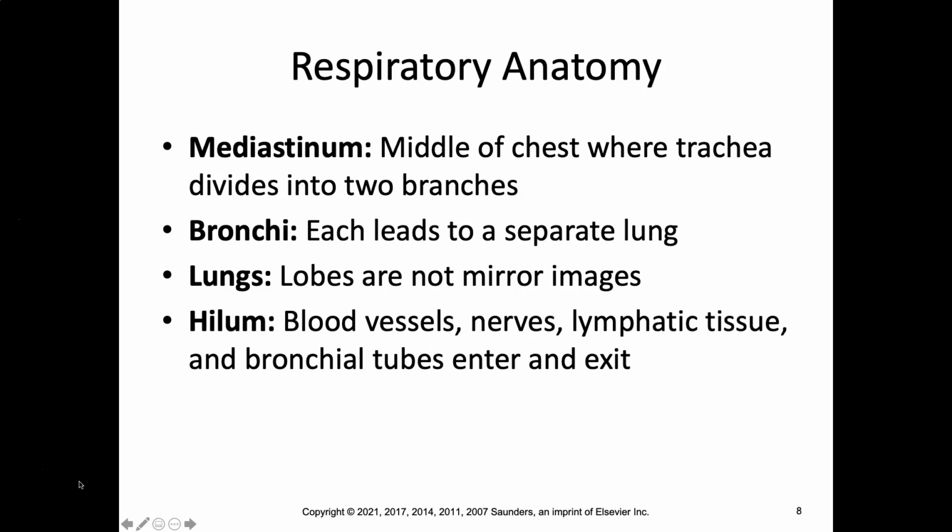Respiratory anatomy. You have a mediastinum. It's in the middle of the chest where the trachea divides into two branches. That's your mediastinum. You have bronchi, and each leads to a separate lung. You have lungs. There are lobes, and the lobes are not mirror images. You have what's called a hilum. That's your blood vessels, nerves, lymphatic tissue, and bronchial tubes that enter and exit. Notice lymphatic tissue and nerves and blood vessels. That's all part of respiratory. So we were just talking about the heart, and we'll be talking about blood vessels next week as well as lymphatic tissue. We've already talked about nerves. So just keep in mind how everything is so interrelated.